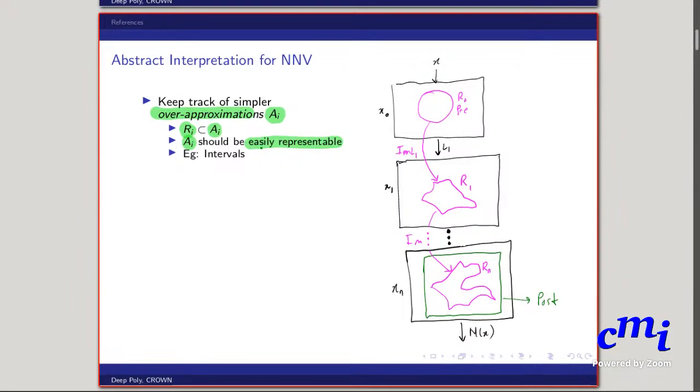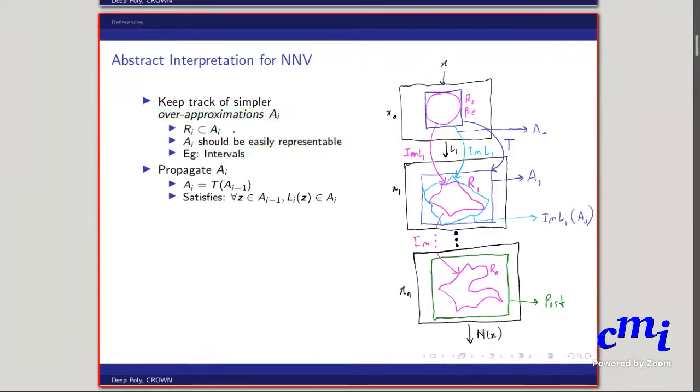If you want to keep a picture in your mind, an example of such easily representable sets would be things like intervals, right? You just say that these xi's at any given point can belong to this complicated set of values, but all we're going to say is that we don't care what complicated set of values they're in. I know that each one of these xi's is in such and such a range. They belong to such and such intervals, and that's all I keep track of, right? And that can actually give you a proof.